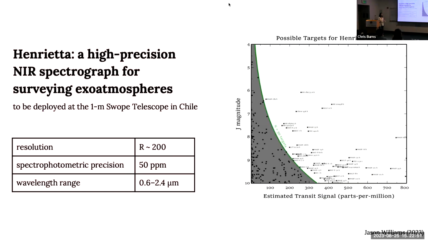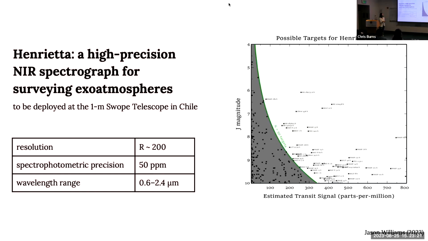So at Carnegie, we're building an instrument called Henrietta, a spectrograph that observes exoplanet atmospheres with a very high precision level, down to 50 parts per million. Henrietta covers a near-infrared wavelength range from 0.6 to 2.4 microns, and it's going to be commissioned on the 1 meter telescope in Chile. This plot shows the expected target coverage of Henrietta.